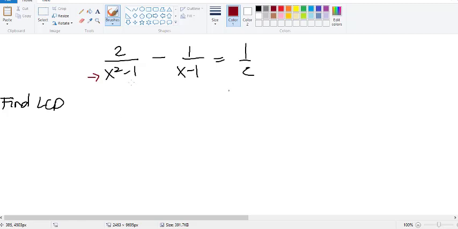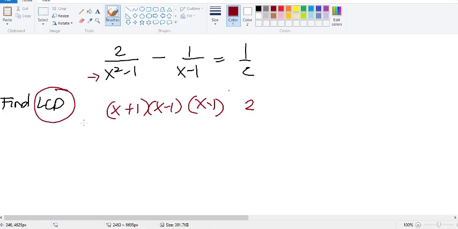Guys, pakihanap nga yung tamang term. I really think that this is a difference of two squares. So, ang factors niya is x plus 1 at saka x minus 1. This one is x minus 1, and you just bring down 2. We are looking to find the LCD, guys. I hope you know how to find the LCD. So, ibig sabihin, itong part na to, hindi na natin kailangan because meron na siya dito. So, our LCD should be x plus 1, x minus 1, and 2.